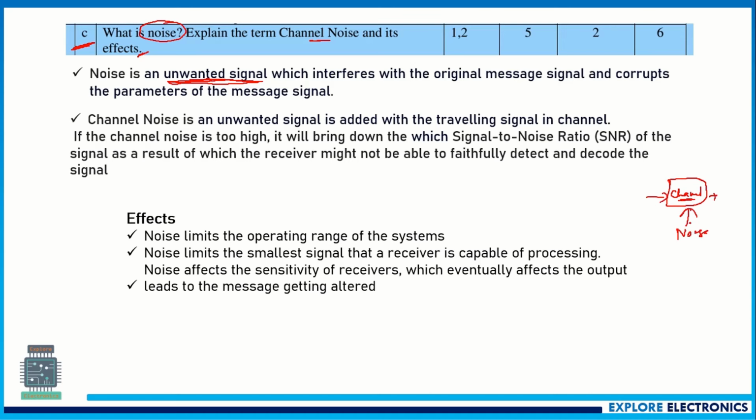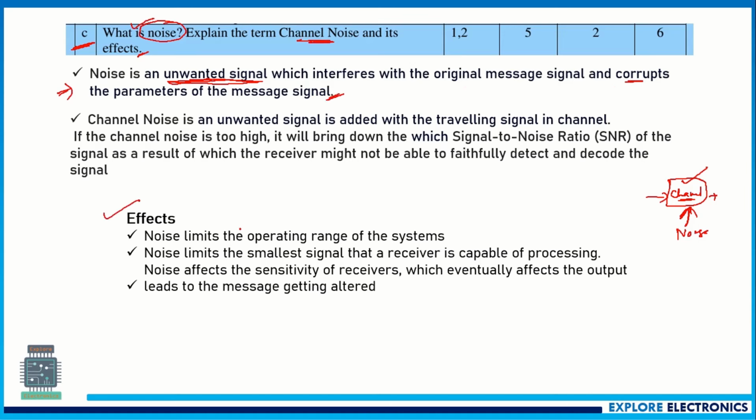In the channel, noise will be added to the required signal. There will be an original message or modulated signal transmitting through this channel. When the noise is added, what happens? That is the question. Noise is an unwanted signal which disturbs the signal or corrupts the parameters of the message signal. This carries 1 or 2 marks. This is for the first part.